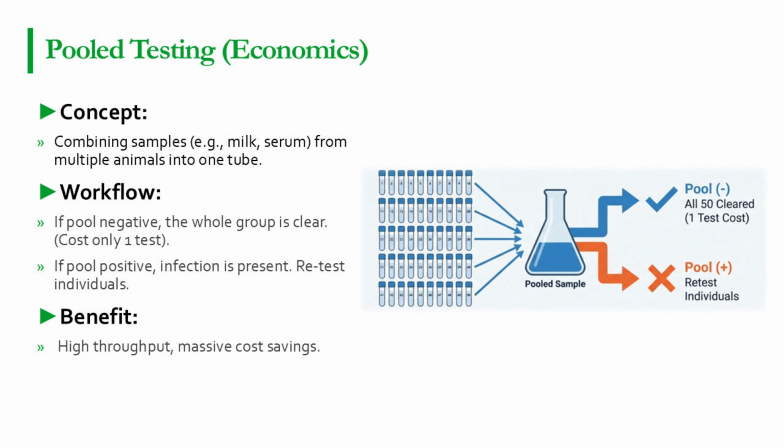If a pool tests negative, we have cleared 50 animals for the price of one test. If a pool tests positive, we know the infection is somewhere in that batch. We go back and test those 50 animals individually to find the culprit. This strategy saves thousands of dollars in low prevalence populations.